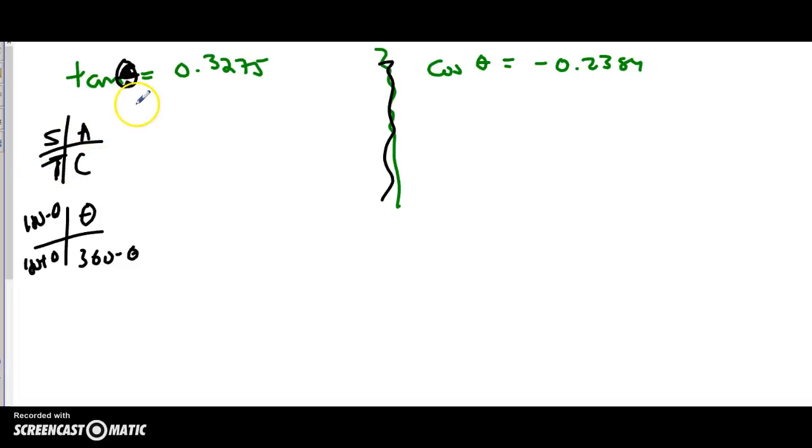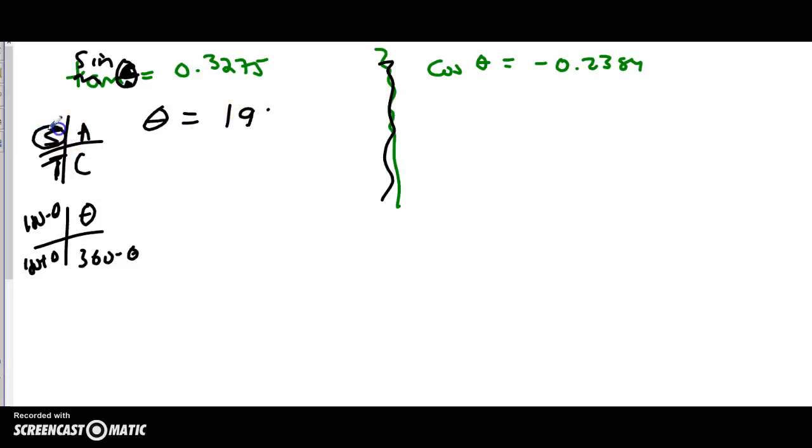I throw this in the calculator, I hit second function tan, I get the inverse tan of this to find out what theta is, and I get 19 degrees. Actually, I messed it up. The homework question is actually sine theta. So sine theta is positive in quadrant 1 and quadrant 2. I throw that in the calculator, inverse sine of this, and I get theta is 19.